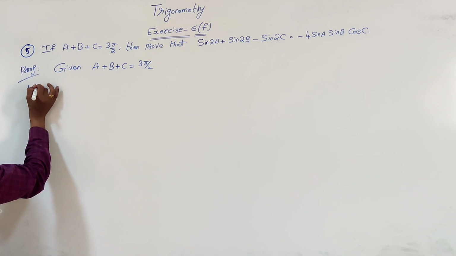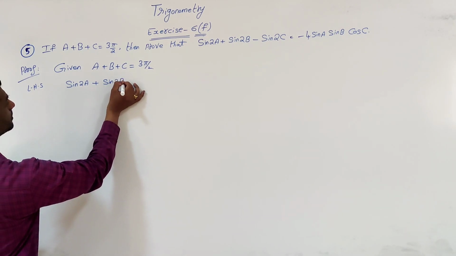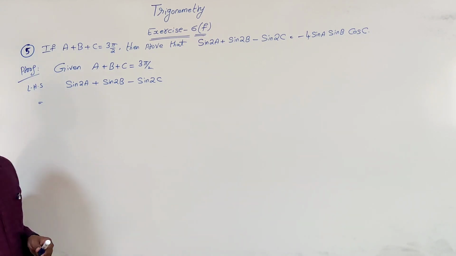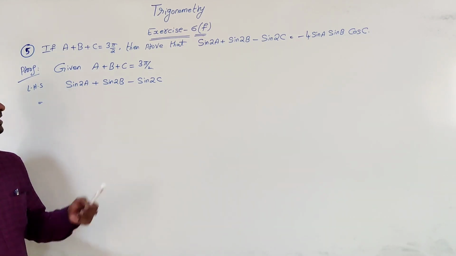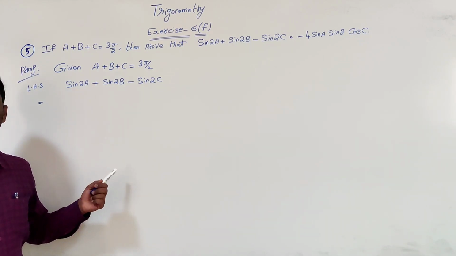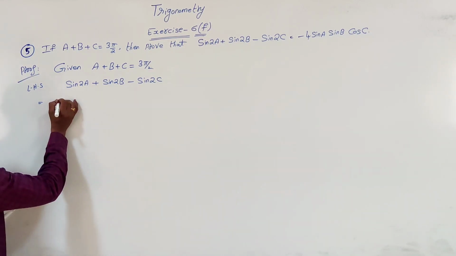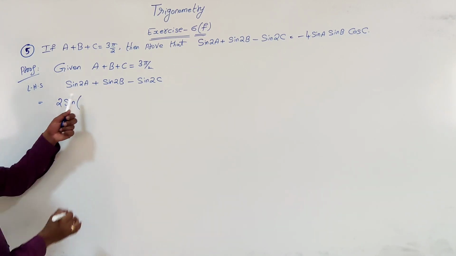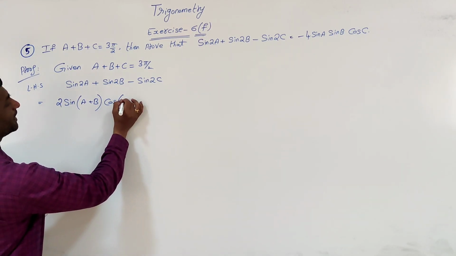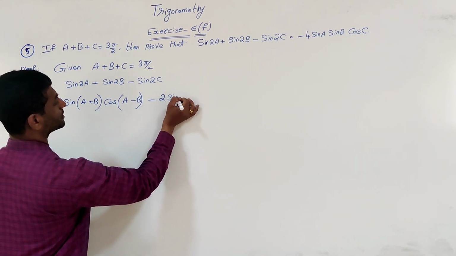So take the LHS, that is sin 2A plus sin 2B minus sin 2C. We can apply the transformation as it is the sum, we can transform to the product as it is in the form of sin C plus sin D, where C is 2A and D is 2B. So what will be sin C plus sin D? 2 sin C plus D by 2 cos C minus D by 2. So it will be 2 sin of 2A plus 2B by 2, so it will be A plus B, cos of 2A minus 2B by 2 means it will be A minus B. Minus sin 2C will be 2 sin C cos C.